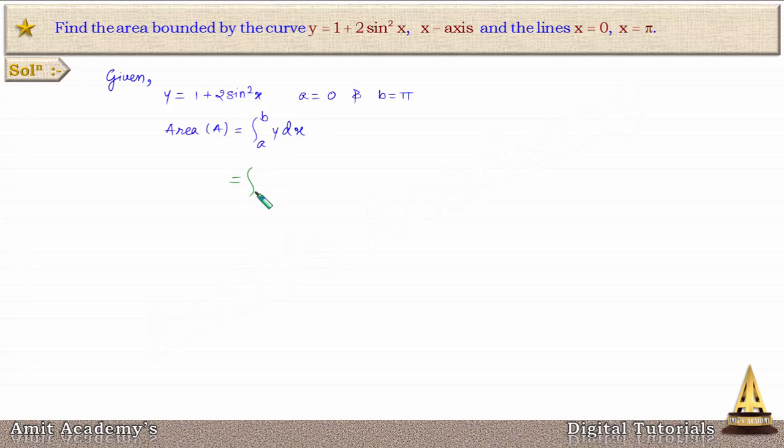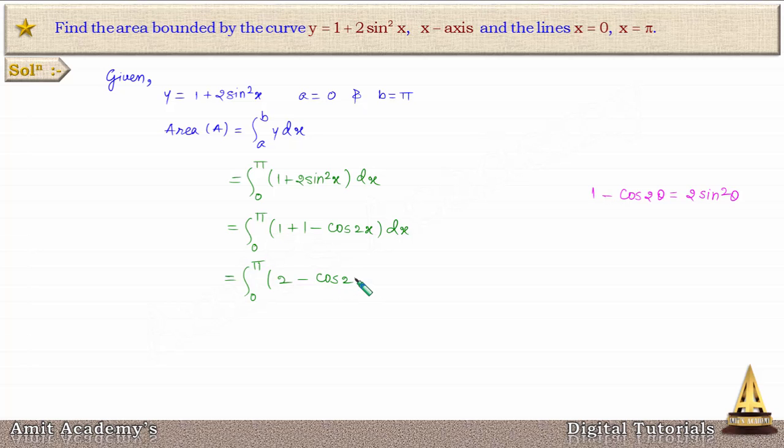So A equals integration from 0 to pi in square bracket, y is 1 plus 2 sine squared x, dx. So A equals integration from 0 to pi in round bracket 1 plus, here as it is. Now we have one formula: 1 minus cos 2 theta is equal to 2 sine squared theta. So as per this formula, for this 2 sine squared x, I can write 1 minus cos 2x, dx. So A equals integration from 0 to pi in round bracket 1 plus 1 is 2 minus cos 2x, dx.